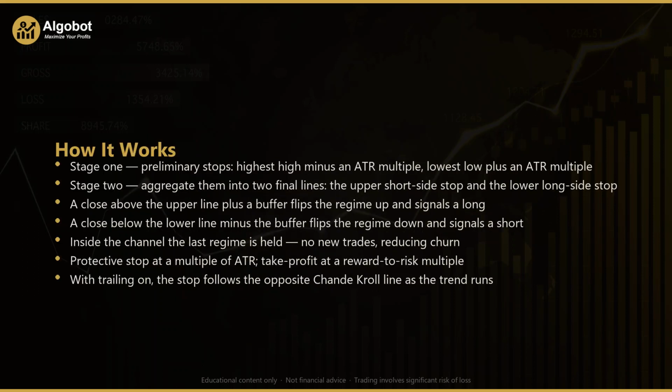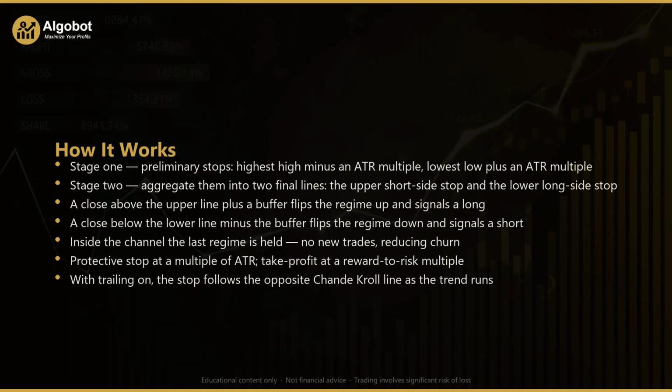Let's walk through the mechanics step by step. The Chande Kroll Stop is calculated in two stages. In the first stage, the strategy looks back over a window set by the AtrPeriod, which defaults to 10 bars. It finds the highest high over that window and subtracts an ATR multiple, defaulting to 1.5 times the average true range. That gives a preliminary stop that sits below the recent highs. It also finds the lowest low over that window and adds the same ATR multiple, giving a preliminary stop that sits above the recent lows.